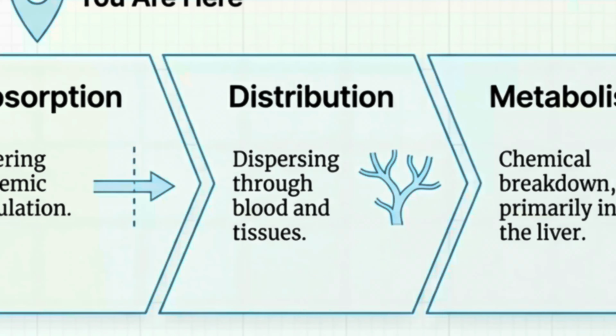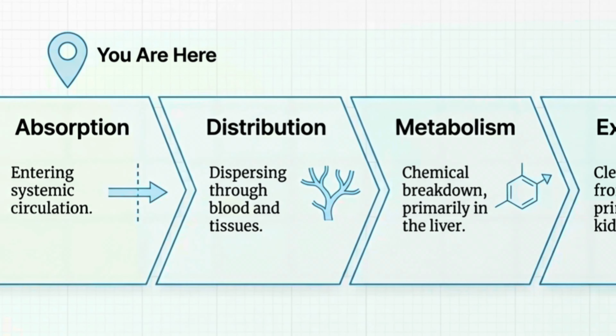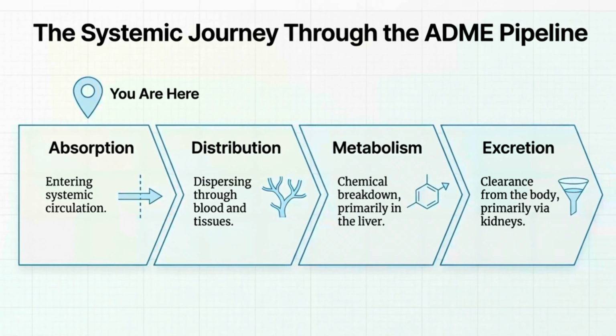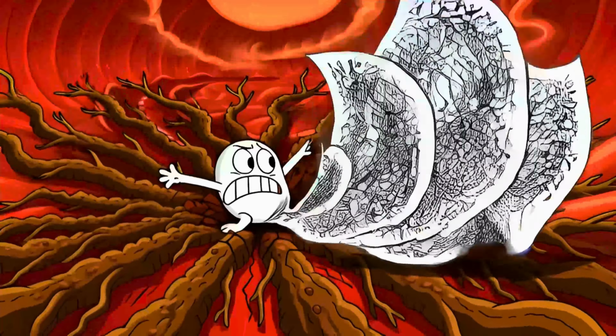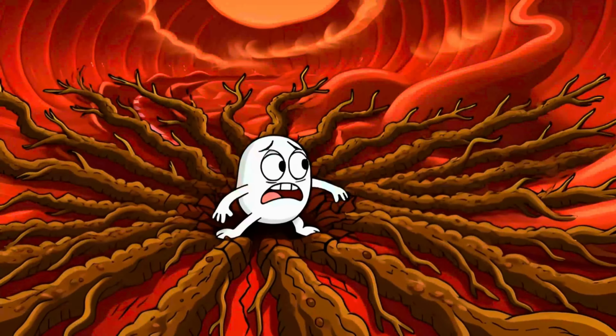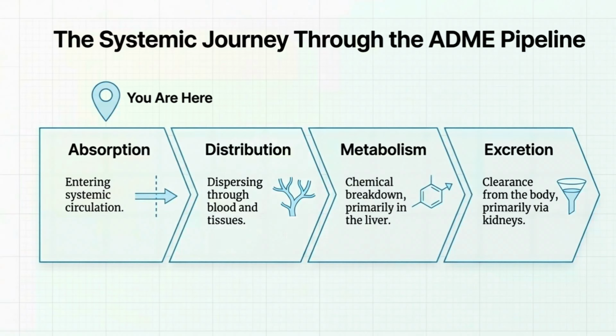The drug has to figure out how to disperse out of the blood and navigate deep into the body's tissues to find its actual target. And the body does not make the directions easy. Anatomical barricades and blood flow restrictions will actively try to limit where that drug can go. Let's say the drug actually finds its target. Once it has done its job, the body wants it gone.